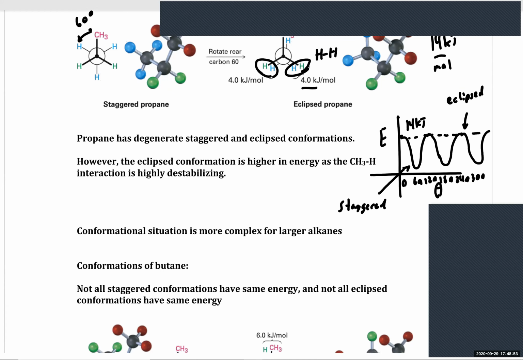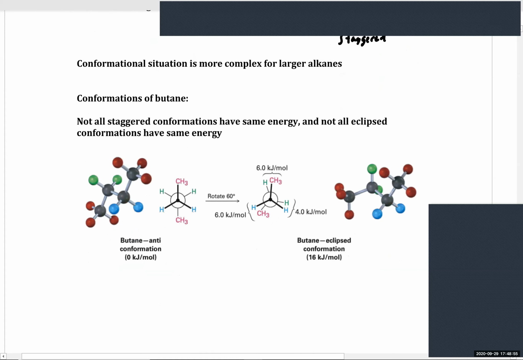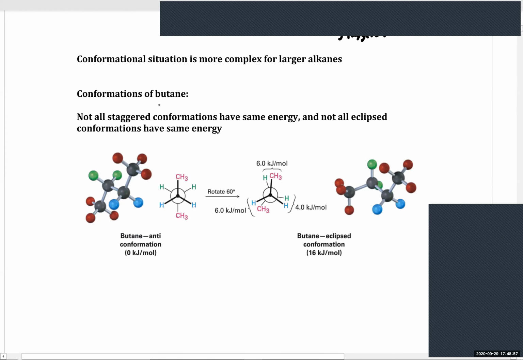Okay, let's look at larger alkanes. Let's look at butane. So butane looks something like this, though we're going to have to fill in our hydrogens. If we don't fill in our hydrogens, we'll get stuck on these problems pretty quickly. So now that we have an idea of what butane looks like, we need to make a model. So let's do just that. Let's make a model of butane.